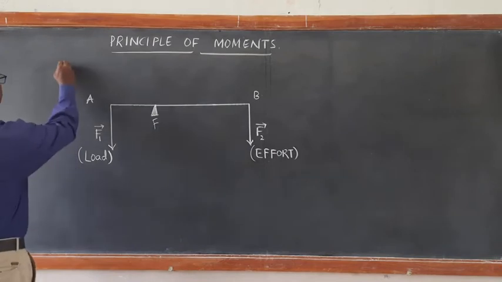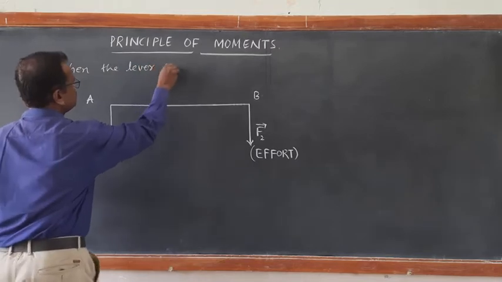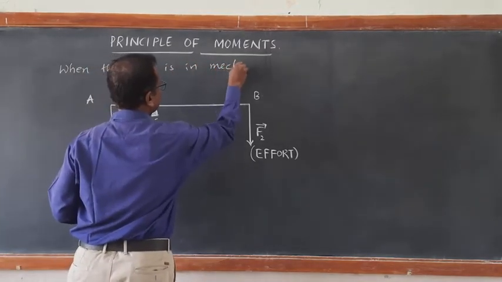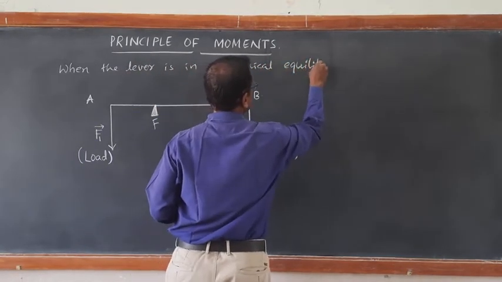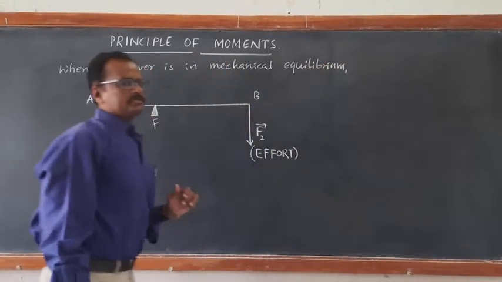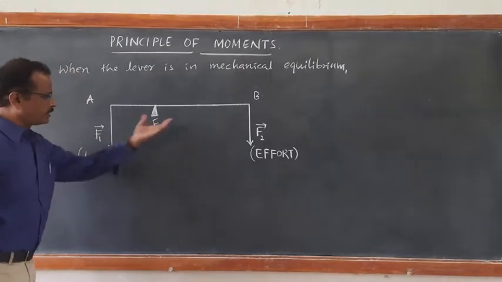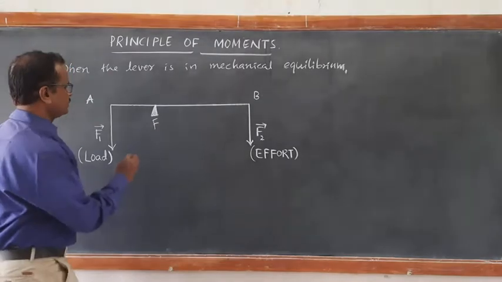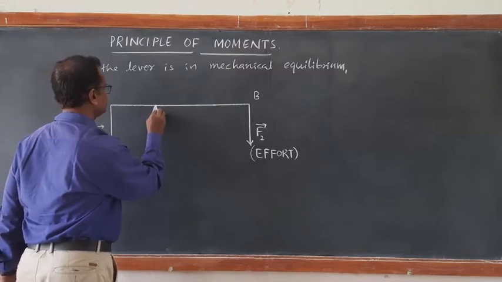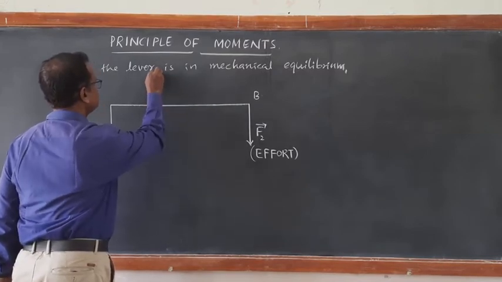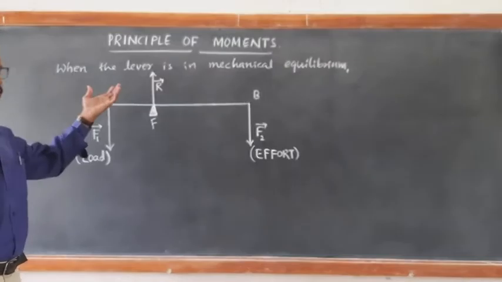When the lever is in mechanical equilibrium, we apply the conditions of translational equilibrium and rotational equilibrium. When the forces are acting vertically downwards, F1 and F2 like this, there is a force which is acting along the point of fulcrum, the point of support, which is acting vertically upwards. This is the reaction force. This is what we call the reaction force.